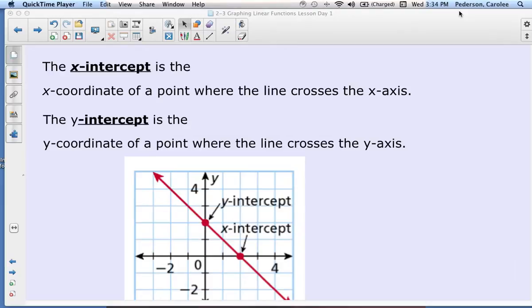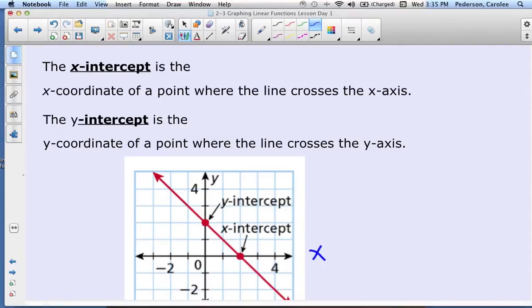Here is a definition of an x-intercept. An x-intercept is the x-coordinate of a point where it crosses the x-axis. So here is the x-axis. This point right here is the x-intercept, and we would say that point is (2, 0).